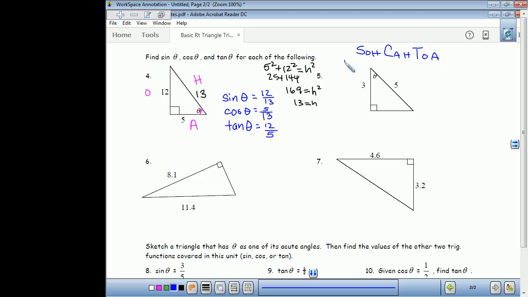Okay, you try number 5. First of all, you have to find that missing side. I can tell I did not draw this triangle to scale. That missing side is actually going to be bigger than 3. So don't let that confuse you. Find that missing side and see if you can come up with those ratios.